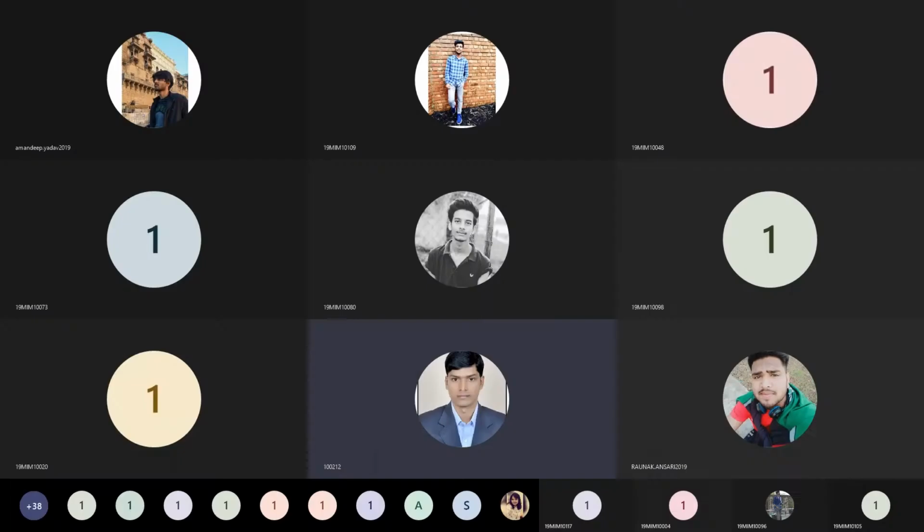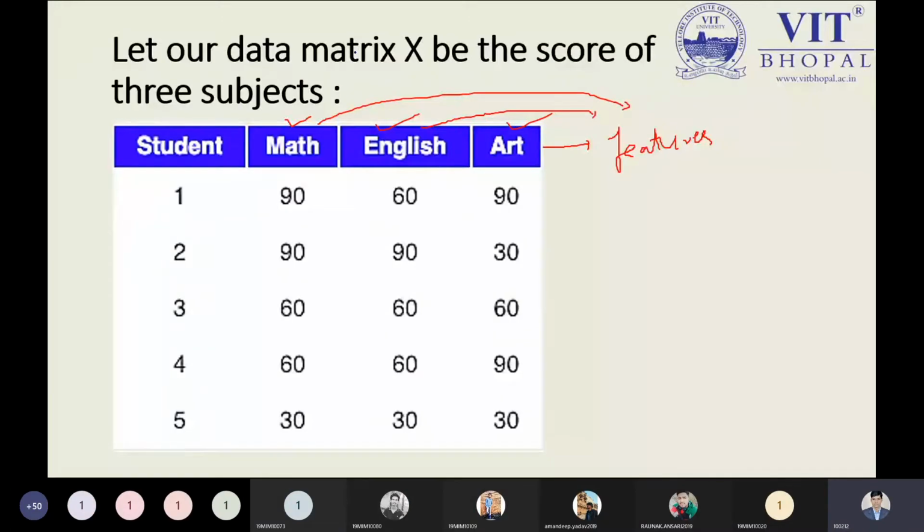To see the numerical, let our data matrix be a score of the three subjects. So what are the three subjects? Math, English, art. From this point, we will understand each and everything properly. And whenever you have any problem, you can ask me anytime, no issue.